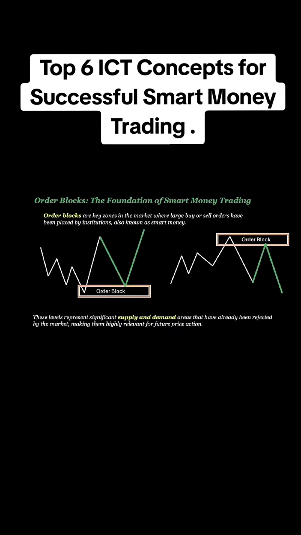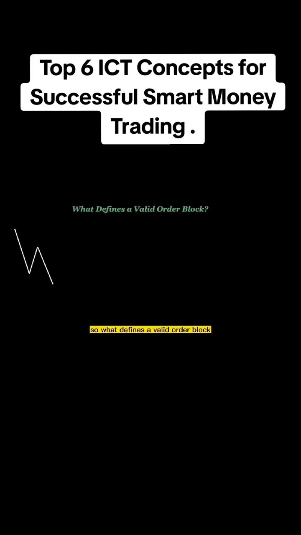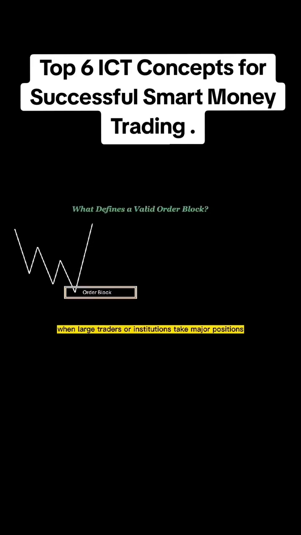Understanding the difference is essential for improving your trading strategy and avoiding common pitfalls. So, what defines a valid order block? When large traders or institutions take major positions, they leave footprints in the form of price movement. This is why order blocks are crucial. They reveal where smart money has entered the market. But to be classified as a valid order block, the area must meet certain criteria, making it more reliable for future trades. Here are the key conditions that define a valid order block.